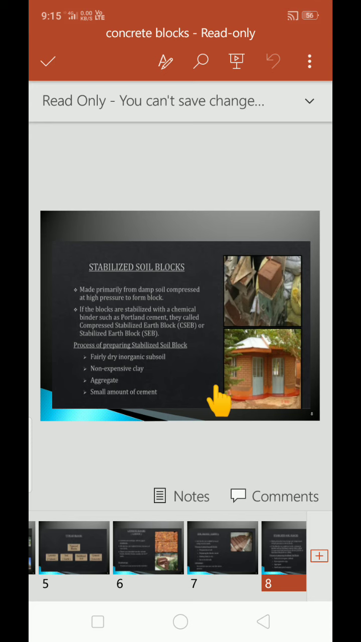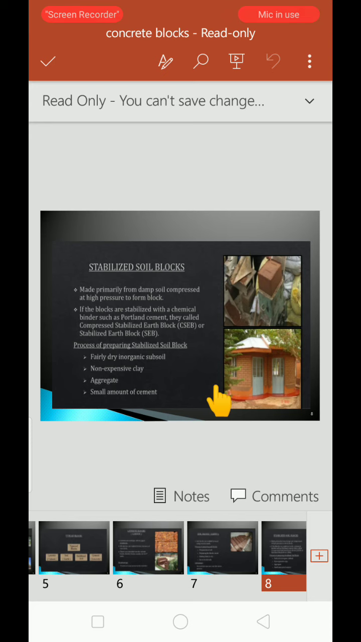They are made primarily from damp soil compressed at high pressure to form a block. If the blocks are stabilized with a chemical binder such as Portland cement, they are called compressed stabilized earth blocks or stabilized earth blocks.